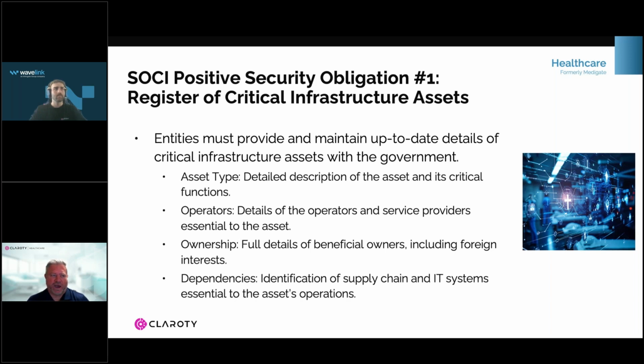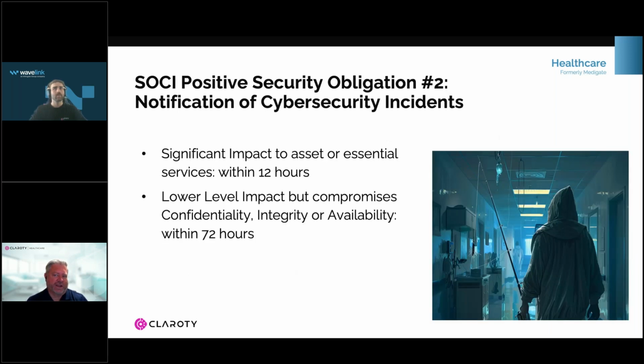But then the other part of SOCI really is notification. And notification, obviously, if there's a significant impact, it has to be a 12-hour window of notification. So the challenge there is, how do you really quickly identify when an attack has occurred, and do you have the right information, the right logs, the right detail to create that submission?